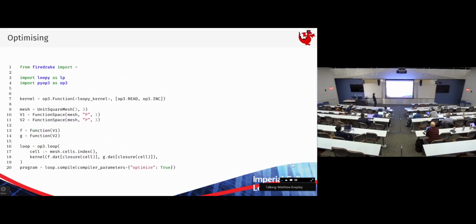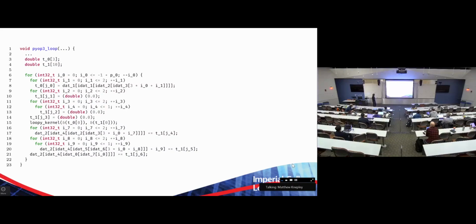So we're a compiler, so we can just optimize that. So exactly the same script as before, but at the bottom you say compiler parameters optimized true. And what does this do? Well, it takes that complicated, rubbishy indirection expression from before, it inspects it, and it just compresses it. So we end up with something like this, which has much, much better performance.